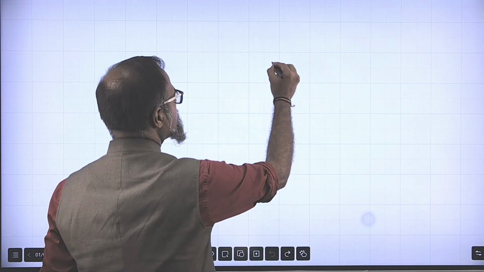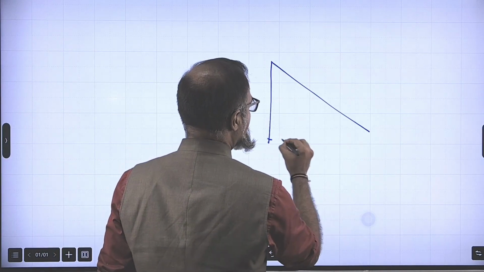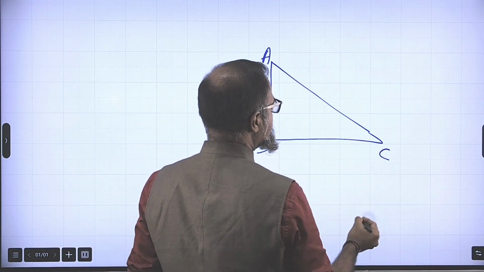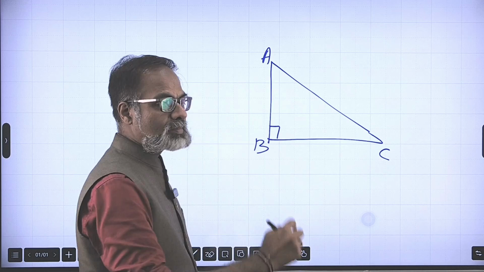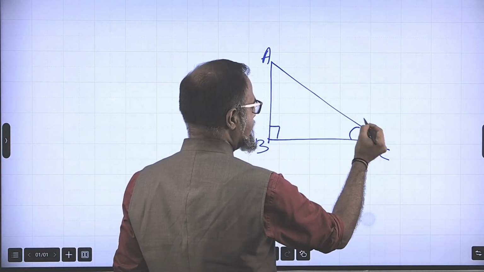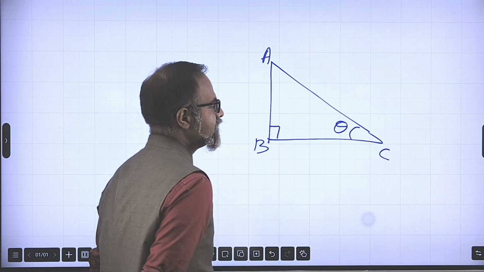First things first, what exactly is a trigonometric ratio? Well, it all starts with a right angled triangle. Supposing I have a right angled triangle, let's name this A, B and C. So angle B is my 90-degree angle. I can assume angle ACB to be my reference theta.